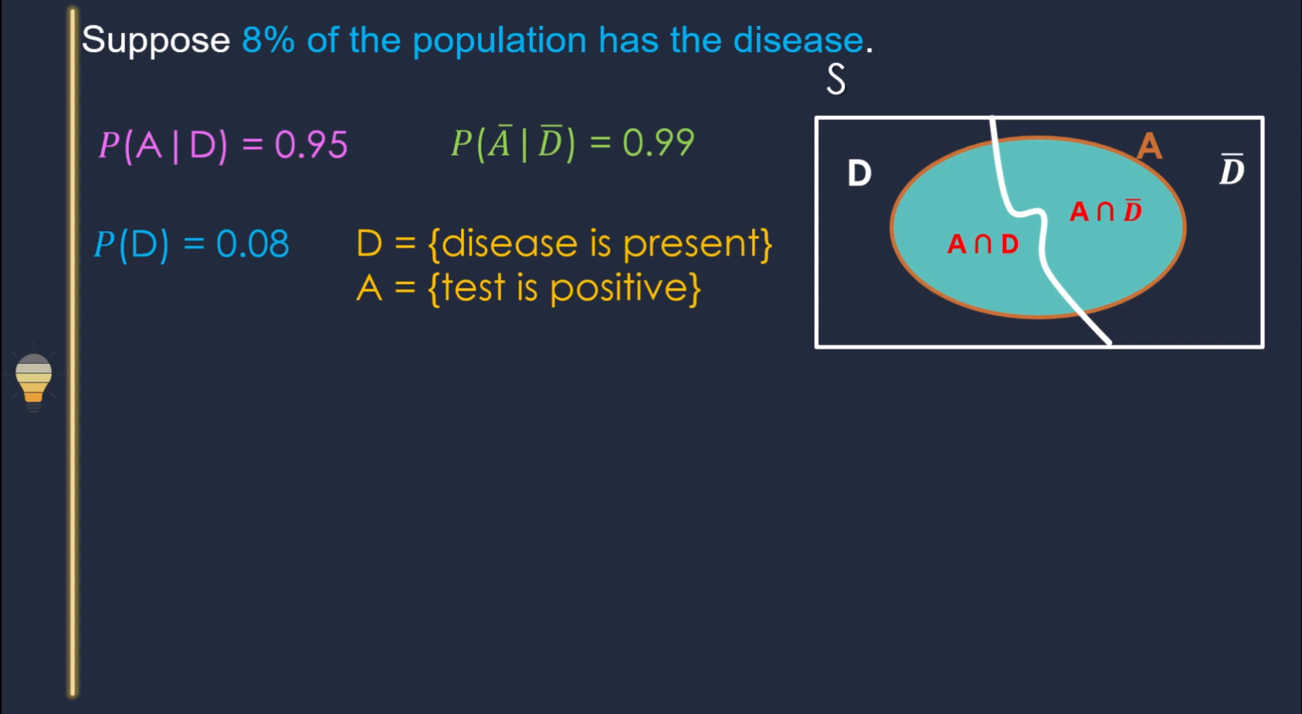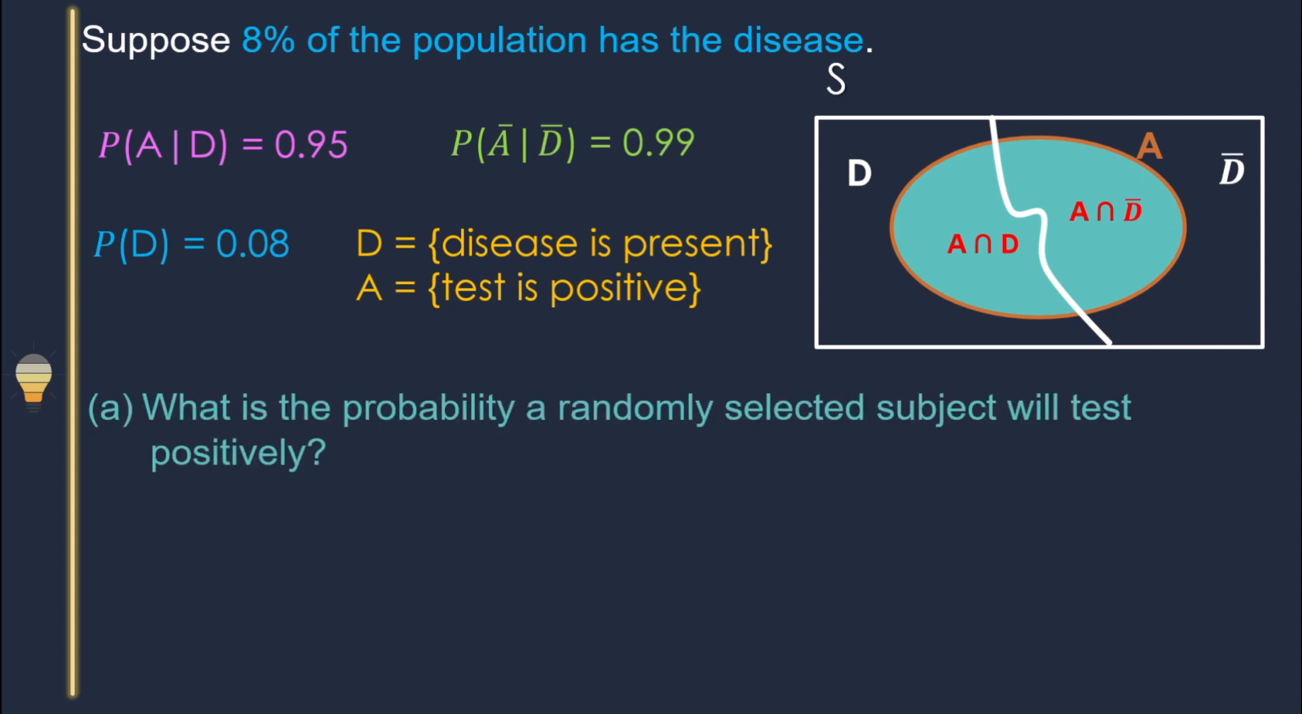What is A intersection D? A is test is positive, D is disease is present. Actually, A intersection D is the correct decision, right? Because disease is present and test is positive. But the other part, A intersection D complement. A is the test is positive, but the complement is disease is absent, that is, people who do not have the disease. Actually, it is a false result. Right.